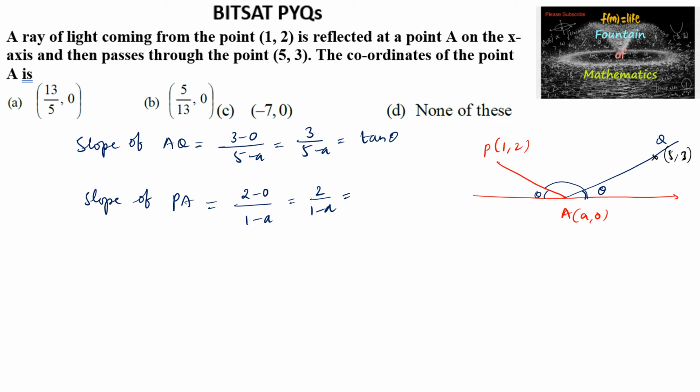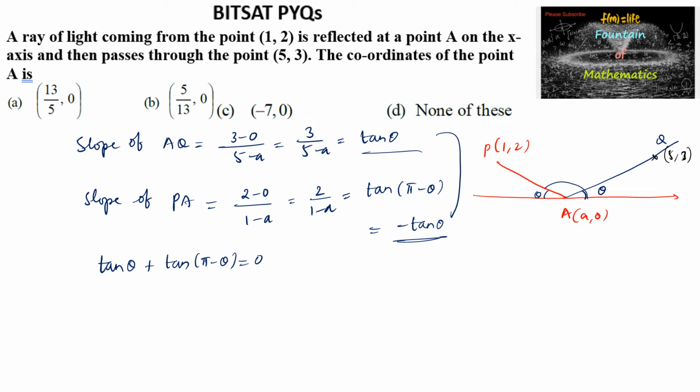So the inclination of this line can be taken as tan of pi minus theta, and tan of pi minus theta is minus tan theta because it is in the second quadrant. And we can say that tan theta plus tan of pi minus theta is equal to 0. So tan theta value is 3 upon 5 minus a, and tan of pi minus theta, that is 2 upon 1 minus a, is equal to 0.